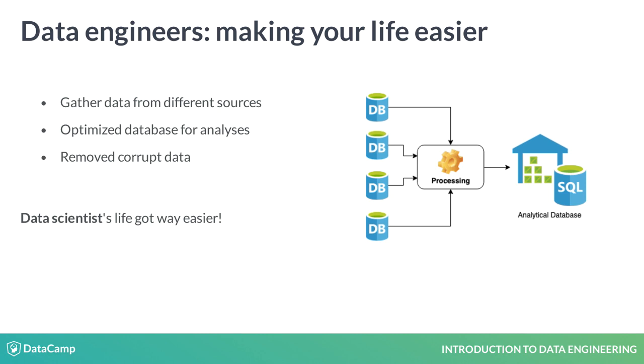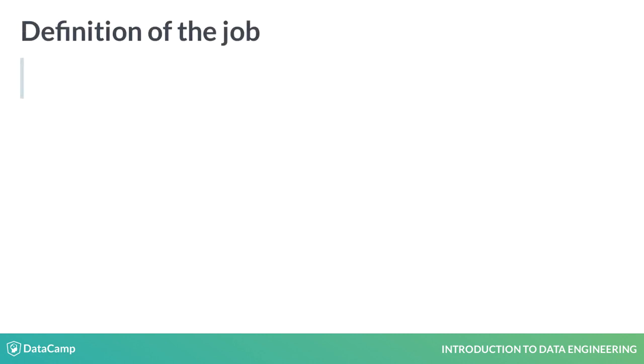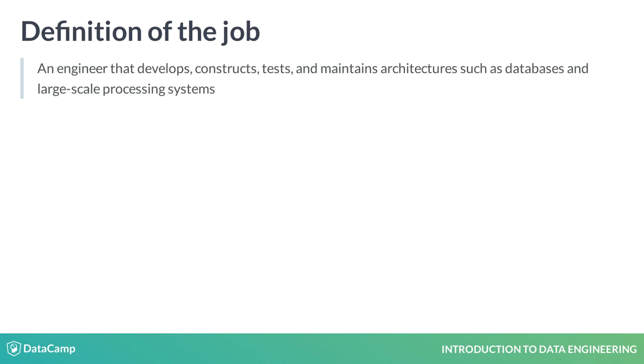Back in 2015, DataCamp published an infographic on precisely this. Who does what in the data science industry? In this infographic, we describe the data engineer as an engineer that develops, constructs, tests, and maintains architectures such as databases and large-scale processing systems. A lot has changed since then, but the definition still holds up.